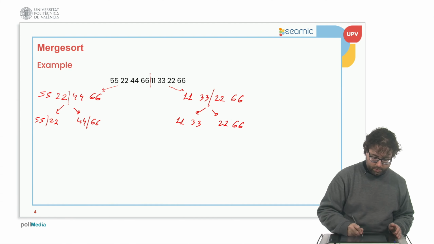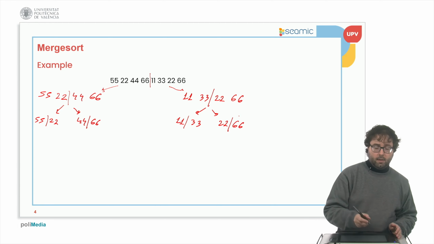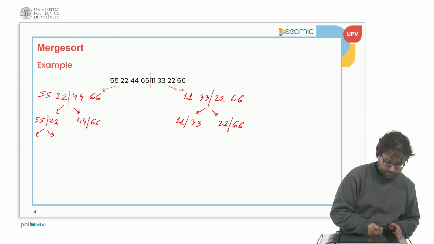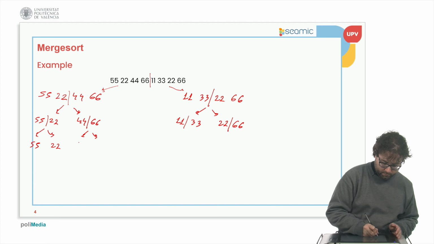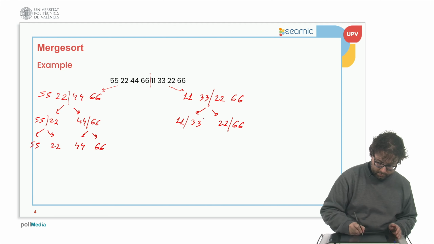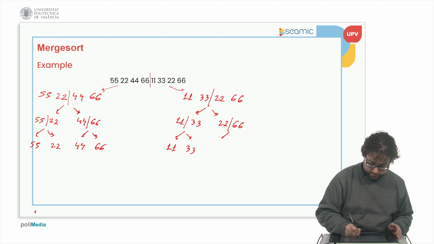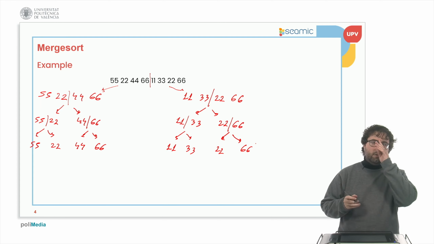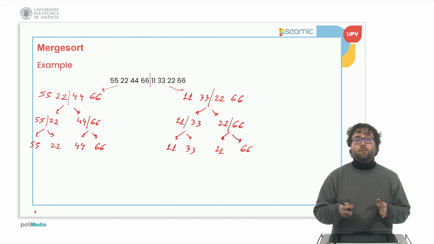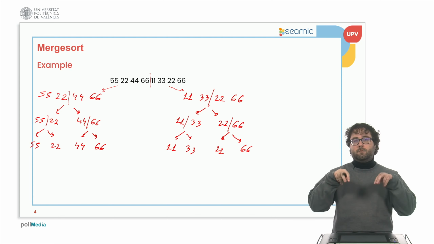We split each subsequence in two and make a new step. 55, 22, 44, 66, 11, 33, 22, 66. So now we have sequences of a single element, which was our base case. These sequences are already sorted, so we can combine the solutions by merging the subsequences two by two.